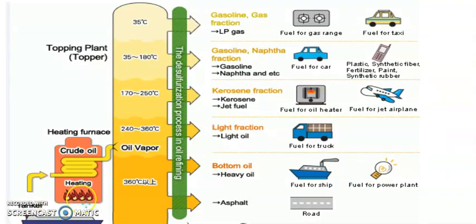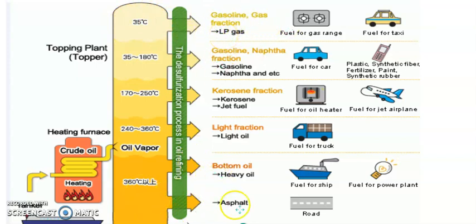So here in the refineries, what can you see in this picture? Yes, at different temperatures, different petroleum products are found. Like at 360 degrees Celsius, you get asphalt. Around 240 to 360 degrees Celsius, you get fuel for trucks. 170 to 250, you get kerosene. 35 to 180, you get gasoline. And at 35 degrees Celsius, you get the gas, the LPG that you say.